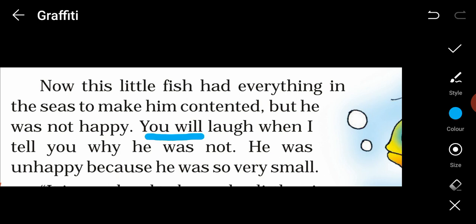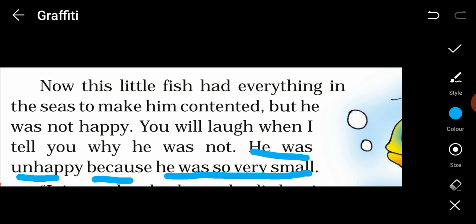You will laugh when I tell you why he was not. Okay, the reason is funny. So we will laugh when we come to know why the fish is not happy. He was unhappy because he was so very small. So is that a reason to be unhappy? We don't think so. That's not a reason to be unhappy.